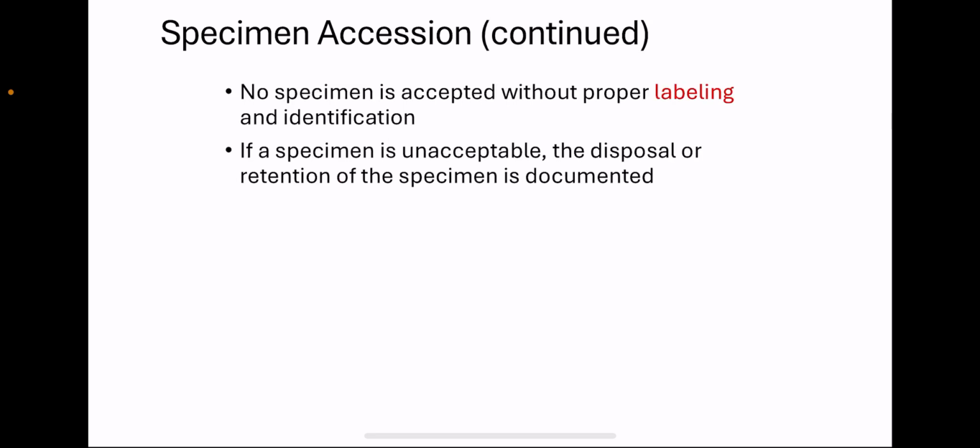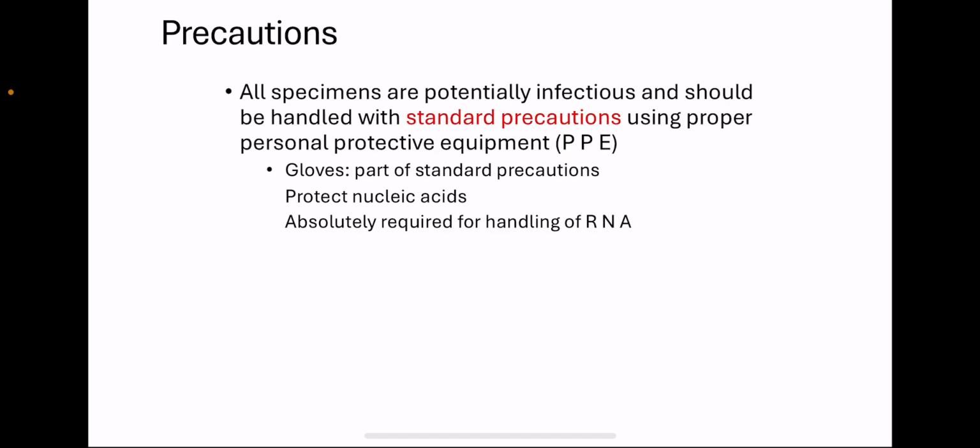Specimens have to be properly labeled, of course, with patient identification or methods of identification, like name and date of birth, or name and MRN, medical record number. If a specimen's unacceptable, everything's documented, like if you had to call for a recollect, and we never, ever throw anything away. That way we can show them how it's mislabeled if they do come down for it.